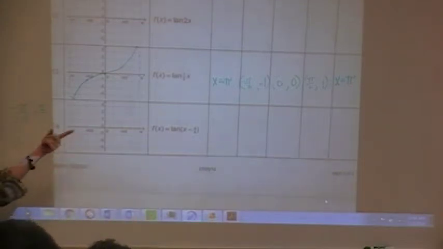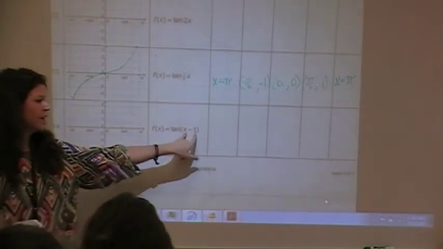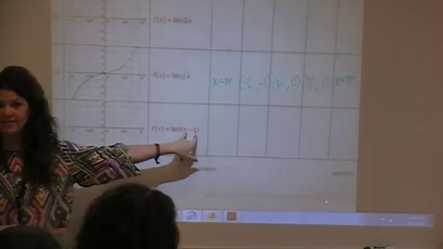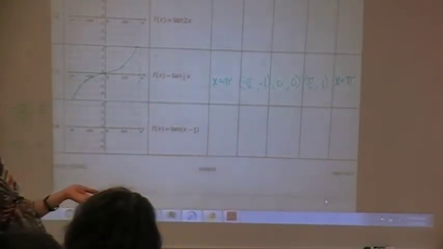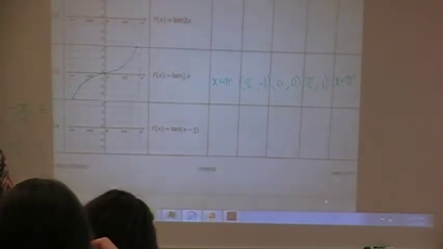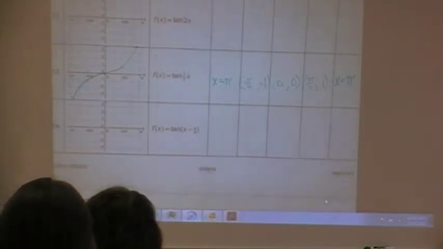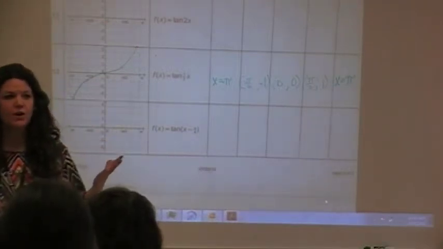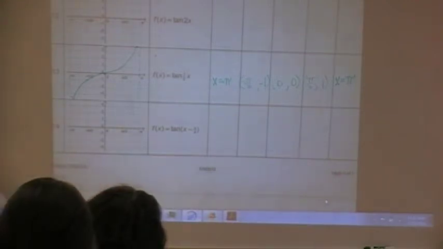Alright, what about the next one? It's a horizontal change because it's grouped inside with x. It looks like minus pi over 4, but in fact you are going to add pi over 4 because whenever it's with x, it's backwards. So is this going to change my asymptotes? Yes. They are normally at pi over 2. That's 50 cents, and I've got negative 50 cents on this side.